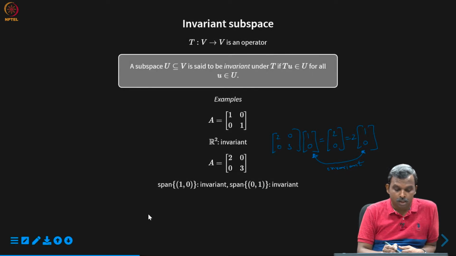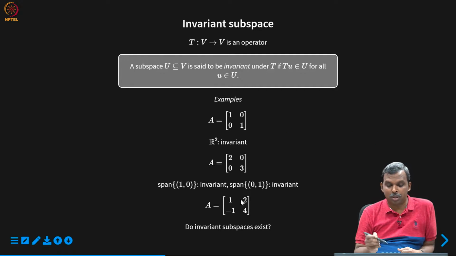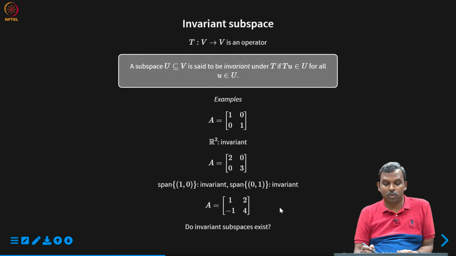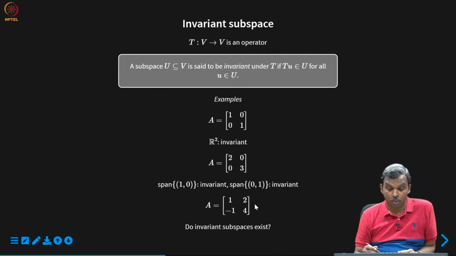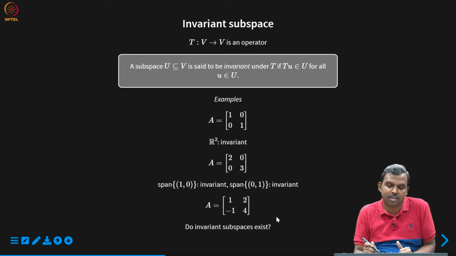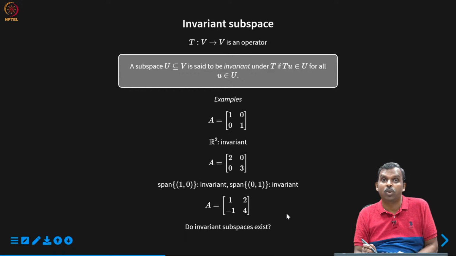Now, what about other types of cases? What about a matrix like this? 1, 2, minus 1, 4. Do we have invariant subspaces? How do we find invariant subspaces? Is it easy to find? And do invariant subspaces help? Will invariant subspaces help you in simplifying the matrix associated with this linear map? Will you get something better?